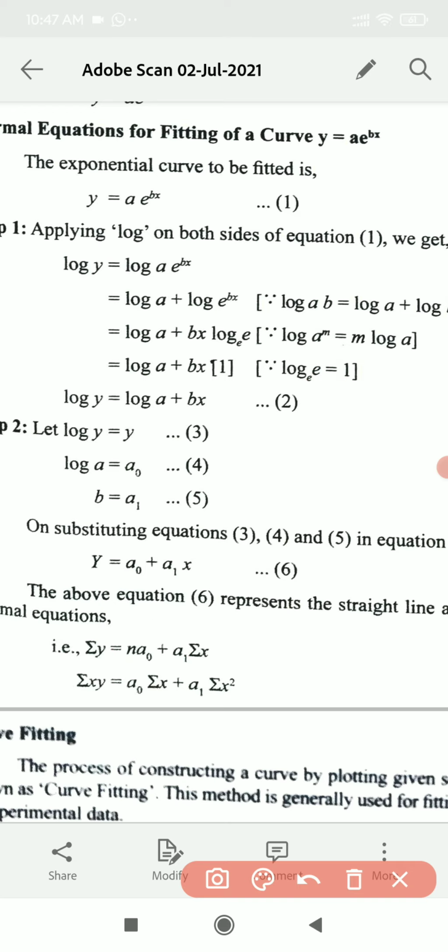For the second equation, you are going to put summation of x, students, on both sides. Okay, summation of x on both sides. So when you multiply by x and put summation, it will be summation xy equal to a naught summation x plus a1 summation x, where you have x here already. That's why it becomes summation x square.